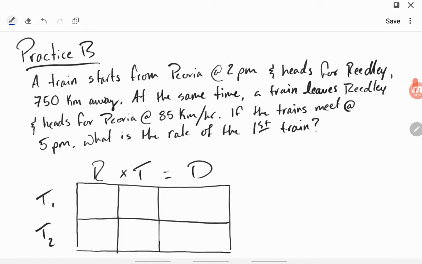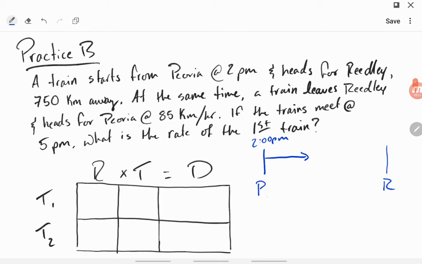A train starts from Peoria at 2 p.m. and heads for Reedley. So I'm going to draw a little picture. I've got my train. It's at 2 p.m. and it's at Peoria, and it is heading towards Reedley. Let's put Reedley over here.